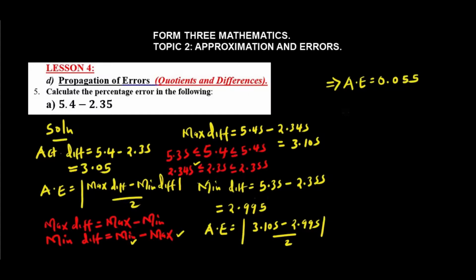And then from there we can now get the percentage error, and the percentage error now is the relative error, which is 0.055 over the actual difference, which we found to be 3.05, times 100, and finally we get the result as 1.803%.